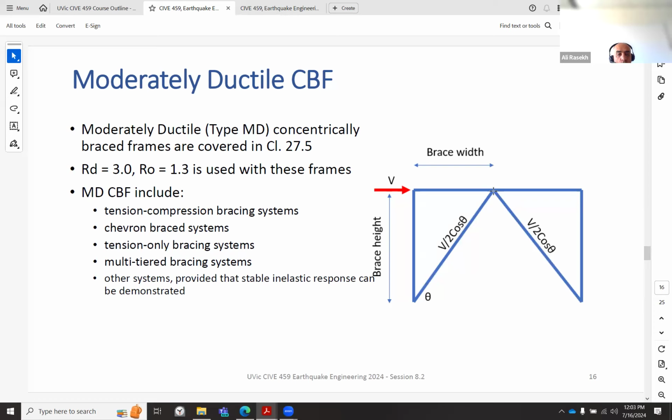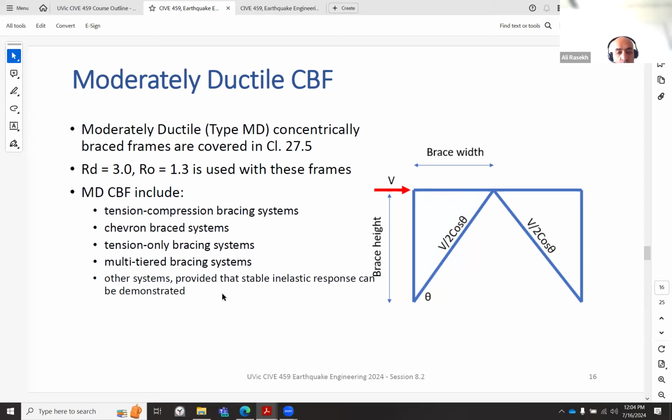And the concentrically braced frame includes tension-compression bracing systems. So one side goes into tension, the other side goes into compression. Basically, the lateral load path is that it goes through this member and is divided between the two. One side goes into compression, this member, one side goes into tension. It's normally the chevron brace system. Tension-only chevron brace system is also covered.